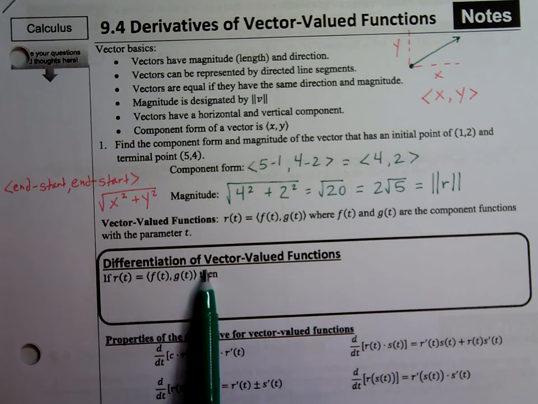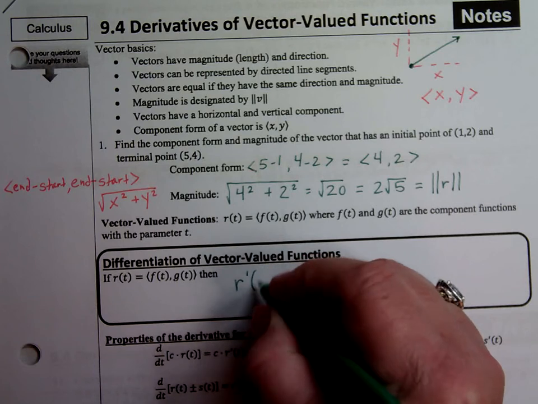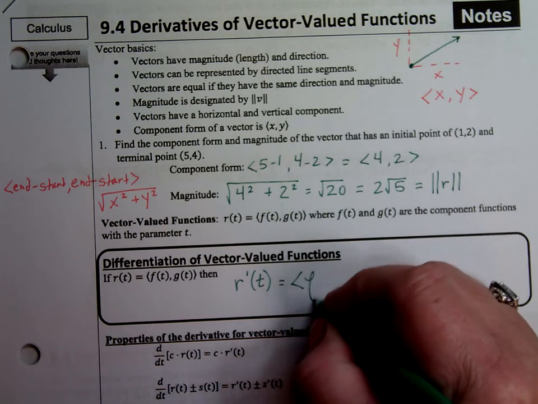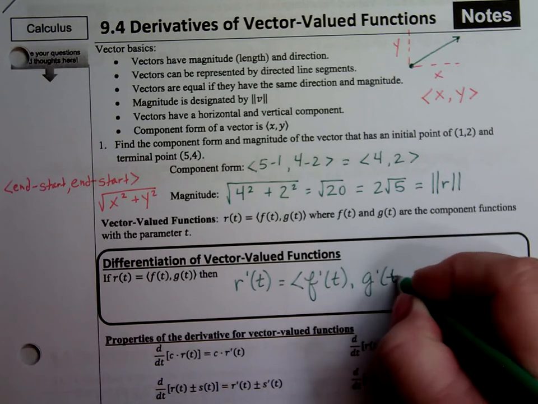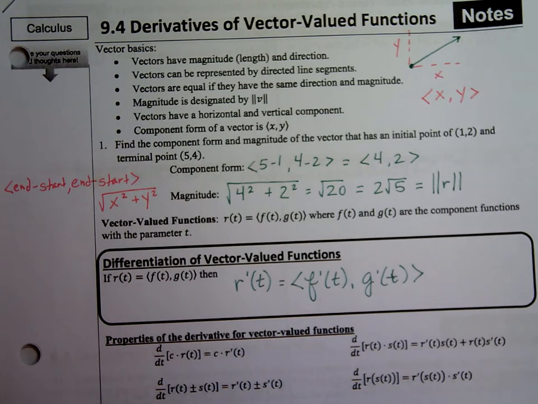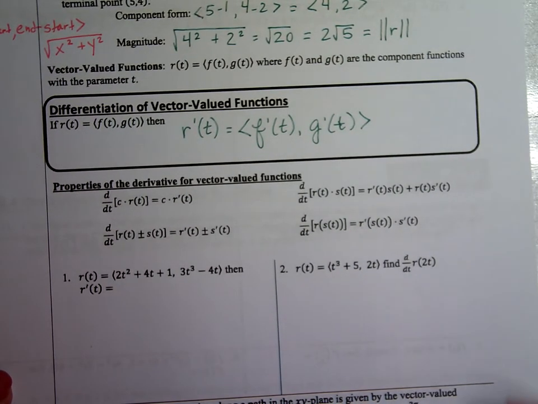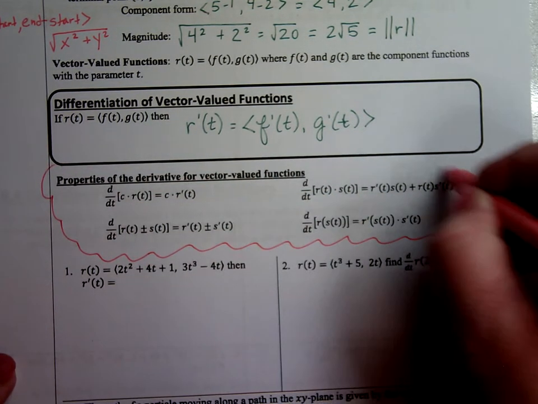And for the differentiation of vector valued functions, if they give you a function like this and want you to take the derivative, all you need to do is take the derivative. So r prime of t would equal the vector f prime of t as your x component and g prime of t as your y component. That's it. Take the derivative of each piece. And then the next thing that comes into play are the properties of derivatives for vector valued functions. So easy to say, right? But they're all the same things you know already. So I'm going to give this a little whirl.